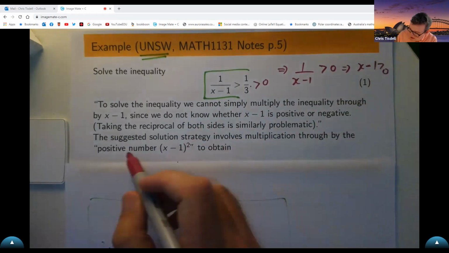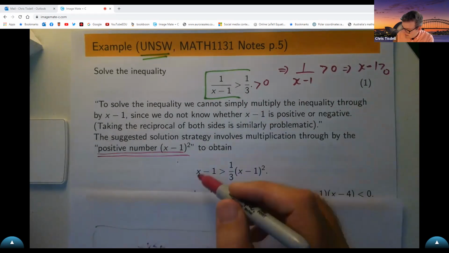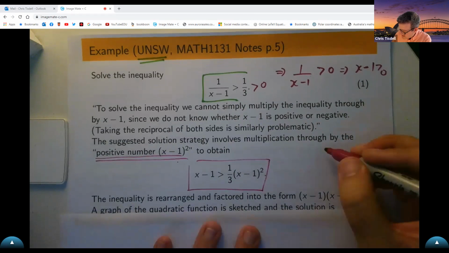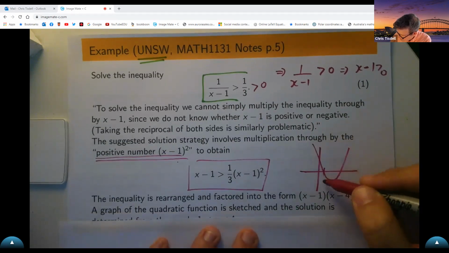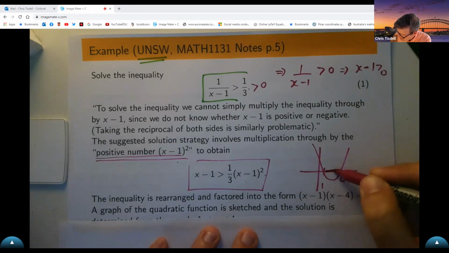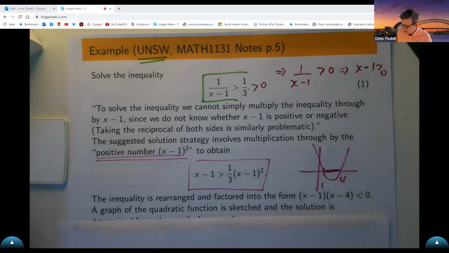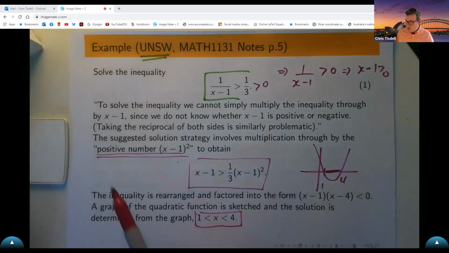Okay, so the suggested solution is to multiply by the square of the reciprocal. And then you get a quadratic inequality, and then you rearrange it, factor it. I think you draw a graph, right? 1 and 4, and this is your solution. Oh, sorry, yes, that's correct. It's where it's negative. Okay, so that's your solution. So we had to do quite a lot to actually get there.